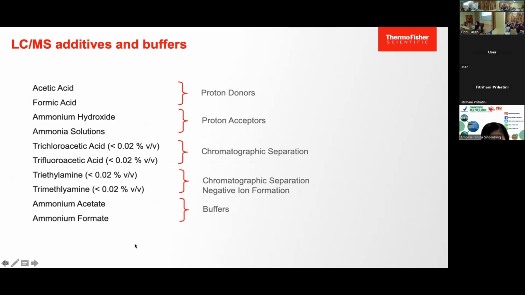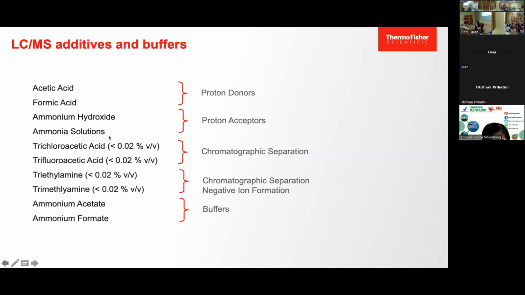Okay. So if we are dealing with positive masses, positive ion, you use a proton donor, acetic acid or formic acid. Most people will use formic acid because acetic acid has a smell. Ammonium solution is actually for proton acceptor.